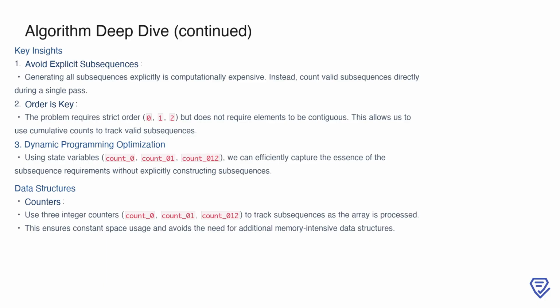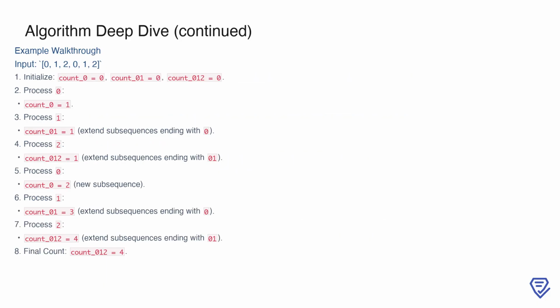This approach not only optimizes performance but also simplifies the implementation by using minimal data structures. To better understand the dynamic programming solution, let's walk through an example with the input array 0, 1, 2, 0, 1, 2. We start by initializing our counters. Count_0, count_01, and count_012 are all set to 0.